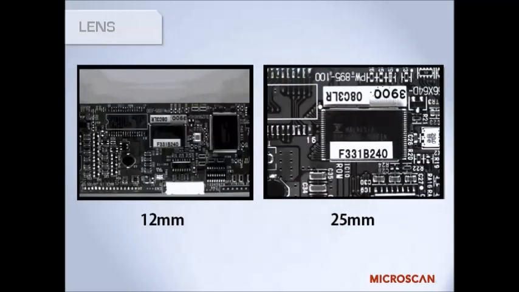Lens choice can dramatically affect the appearance of an image. Here are 2 examples that were taken with the same camera using different lenses. The image on the left was taken using a 12mm wide-angle lens. This lens provides a larger field of view and less magnification than the image you see on the right, which was taken using a 25mm lens. If you use a lens with a longer focal length, you will magnify the image and reduce the field of view.